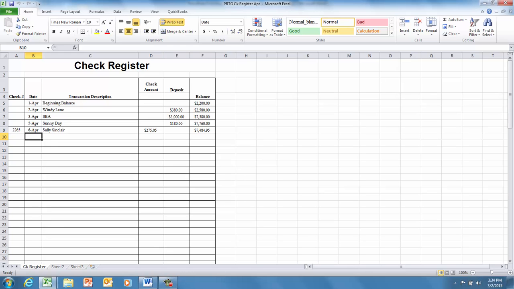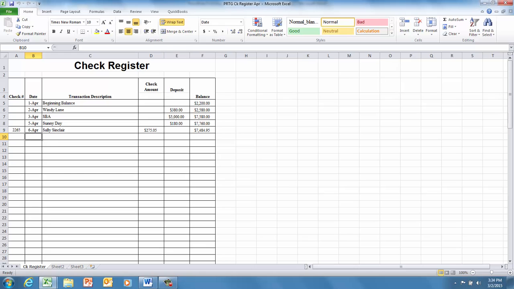We have two columns to choose from. The check amount column is if we write a check, and the deposit column is if we receive money, which we're going to deposit into the bank. And so from Windy Lane, we received $380. We're going to deposit that, and so that's in the deposit column.